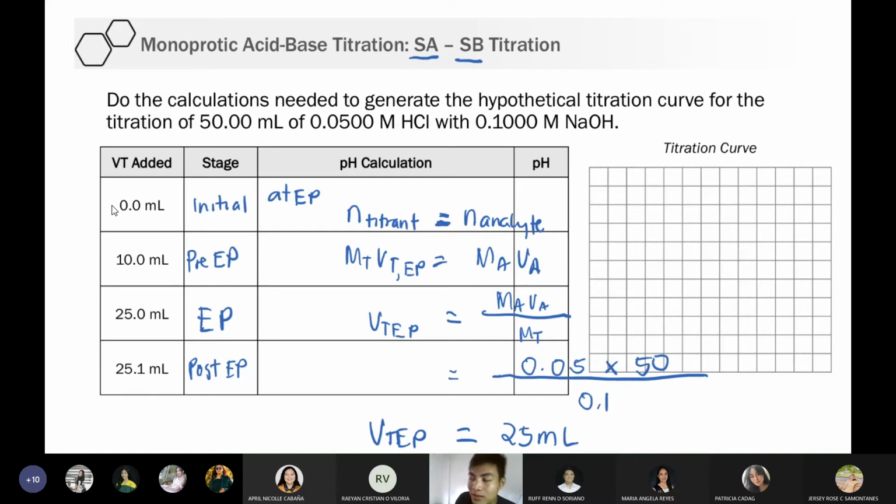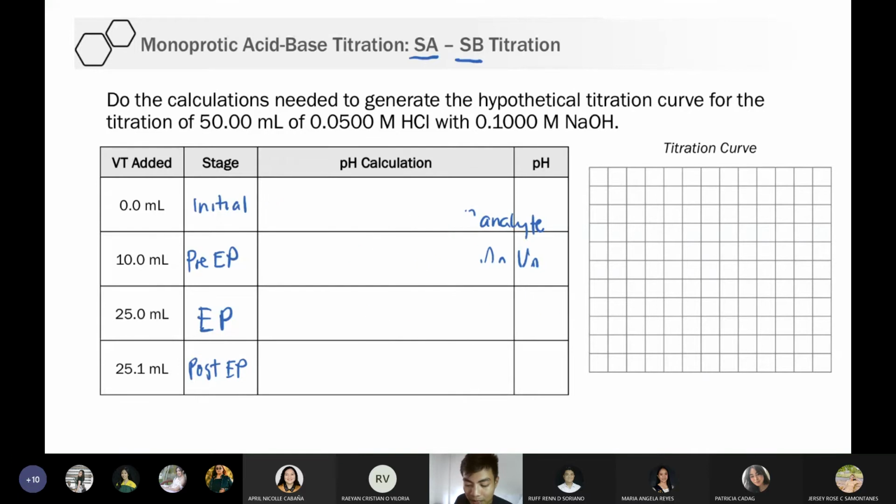Okay? So, yun yung important. Second na important na bagay: alamin mo ano yung mga stages. How? By identifying first what is the VTEP, the volume of titrant at equivalence point. Kasi kung alam mo na kung nasan yung equivalence point, any volumes less than that is the pre-equivalence point, and any volumes greater than this is the post-equivalence point. Ayan, nag-assign na ako ng stages. And since alam ko na yung stages, what's next? Calculate. Pag may question, let me know. I hope I'm making myself clear.